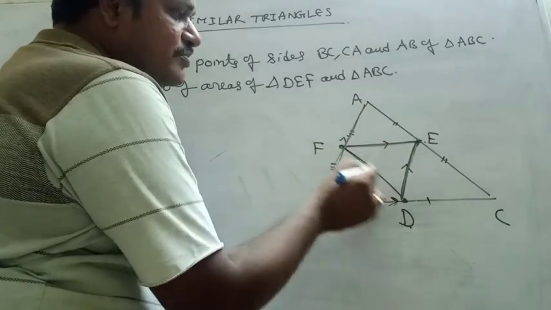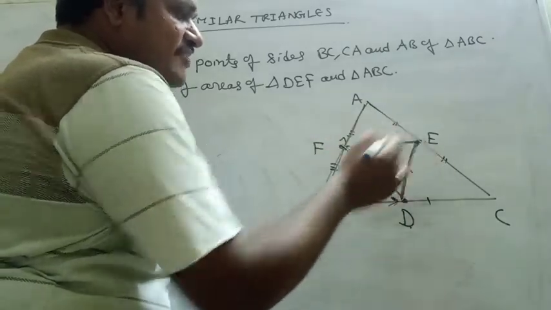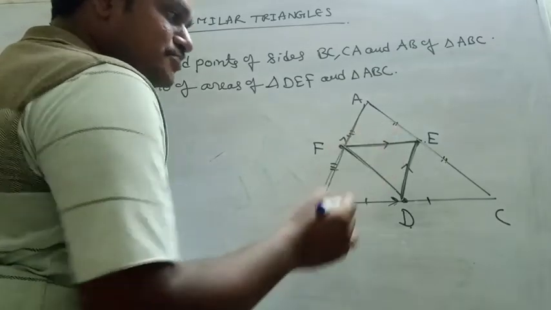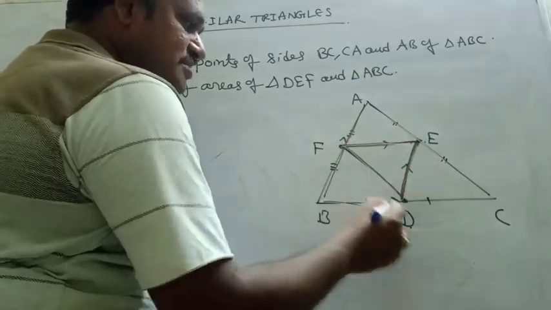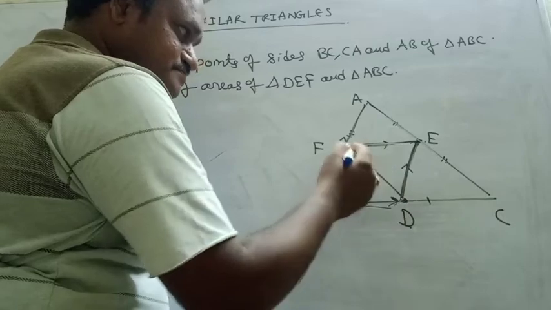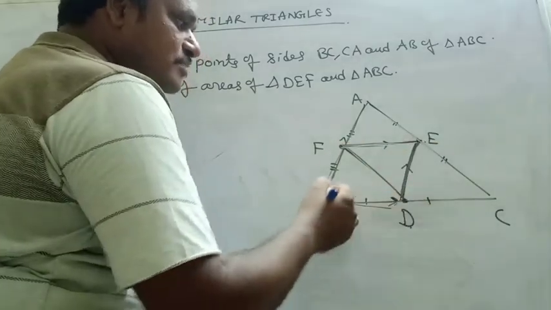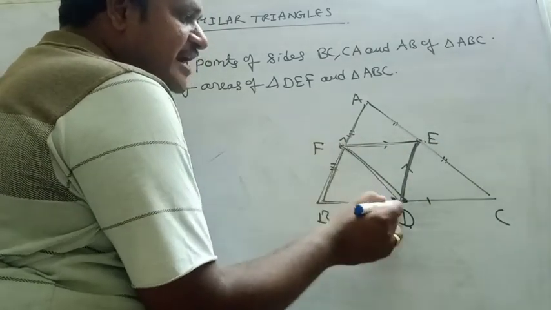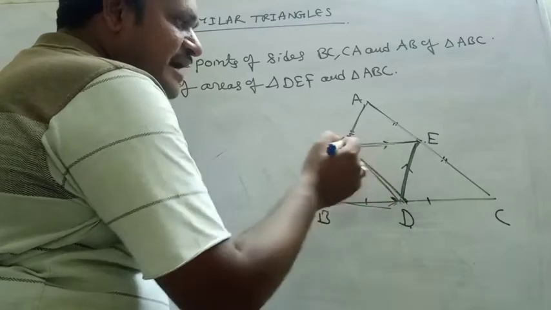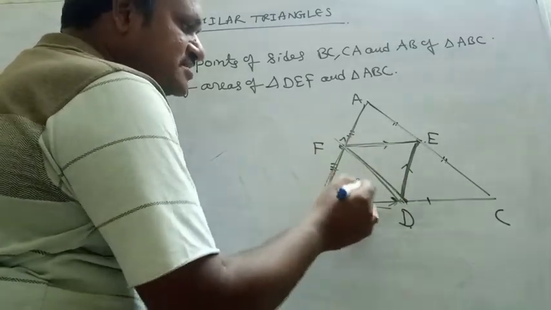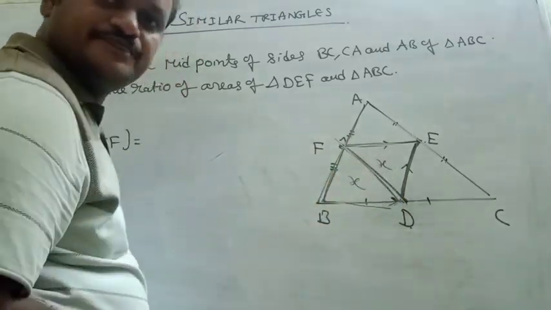Now, this is also parallel to the third side and half of it. That means this is parallel to this, and this is parallel to this. That means this is a parallelogram. Now, in a parallelogram, the diagonal will divide the parallelogram into two equal areas. That means this is x, this is also x, right?